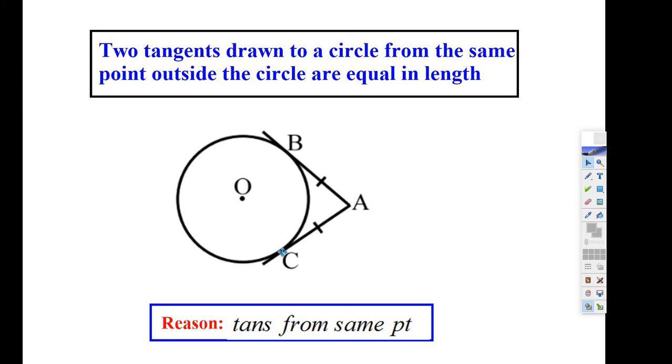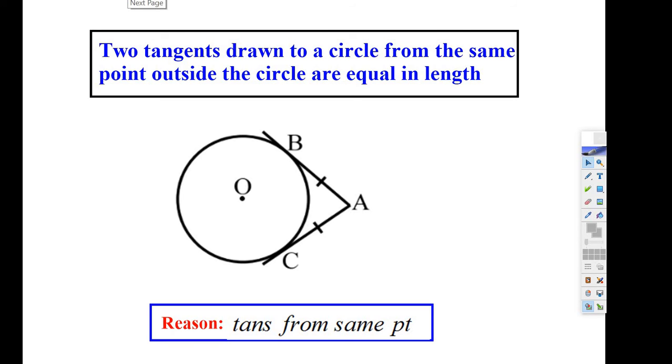If you have two tangents that touch at a point, say A here, one tangent goes this way, another tangent hits a point right here, it turns out that if you have two tangents that go to the same point, the distance from B to A will equal the distance from C to A. So we can say tangents from the same point are the same length, from the point B to A and C to A. Tangents from the same point create two equal line segments. Two tangents drawn to a circle from the same point outside the circle are equal in length.